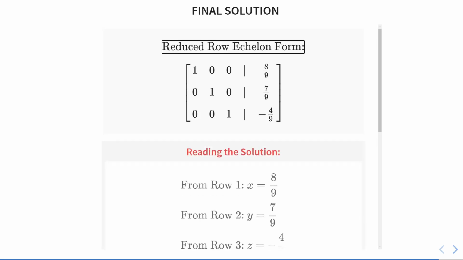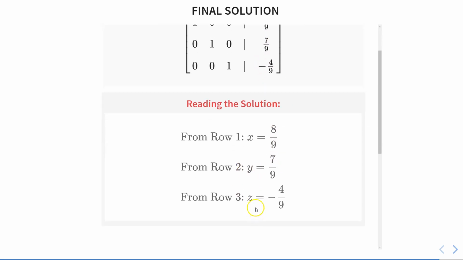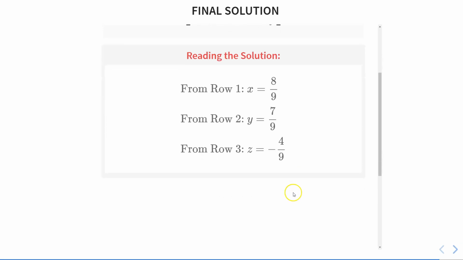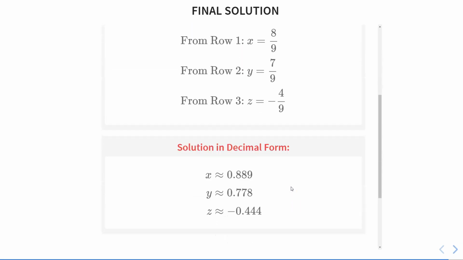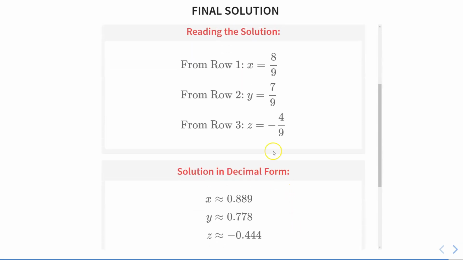From that, the solution is: from row 1, x is 8/9, from row 2, y is 7/9, and from row 3, z is equal to -4/9. Now if I write it in decimal form, x will be 8/9, which is 0.889, y will be 0.778, and z will be -0.444.